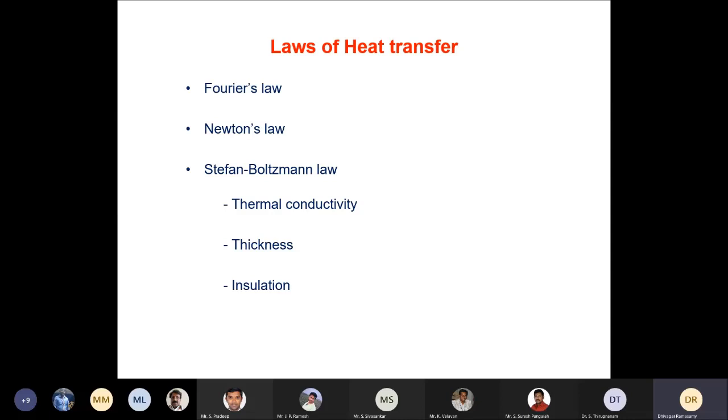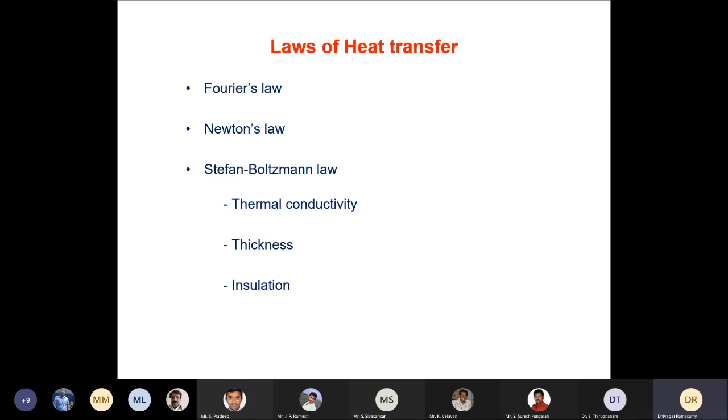Next one is the Stefan-Boltzmann law. It speaks about the radiation process. The Stefan-Boltzmann constant sigma is 5.67 into 10 to the power minus 8 watt per meter square Kelvin power 4. Heat transfer rate is directly proportional to the fourth power of its absolute temperature. So this also speaks about the heat transfer rate in a radiation process.